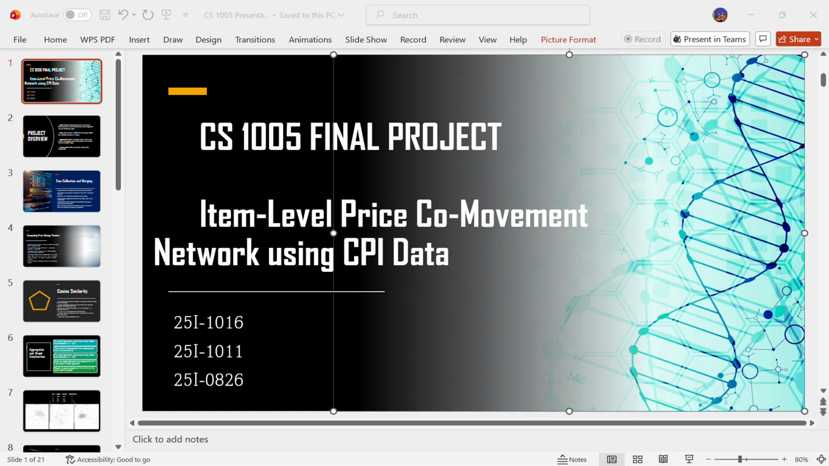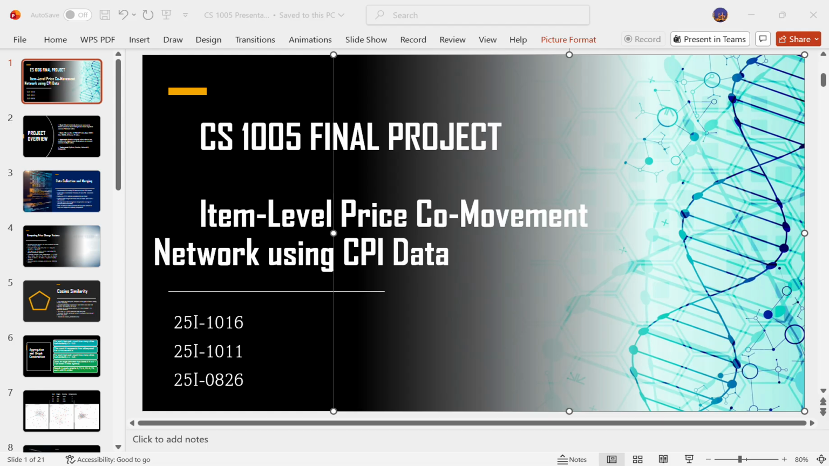The core question we try to answer is, which everyday consumer items tend to rise and fall in price together? And does that pattern hold consistently across different cities and different years? To answer that, we built a network graph where items are nodes and the connections between them represent how closely their prices move together. Let's walk through exactly how we did it.